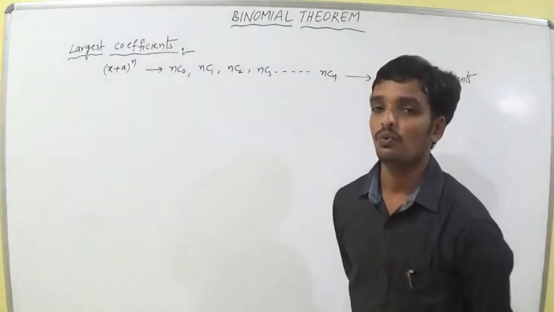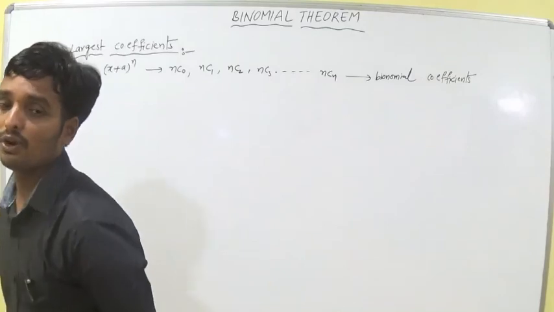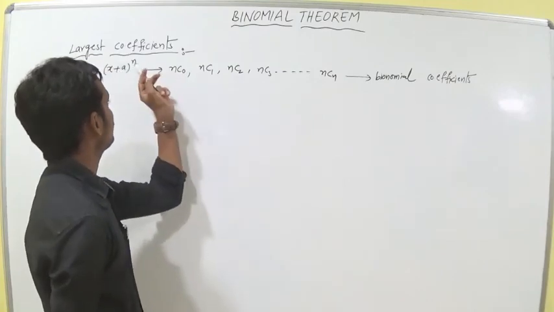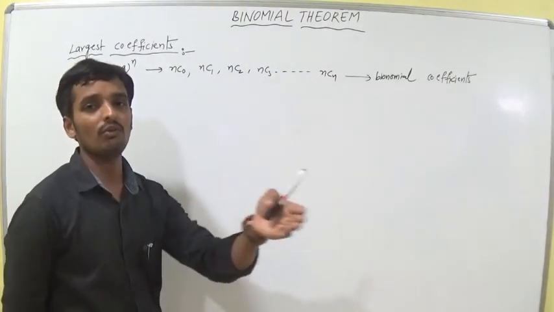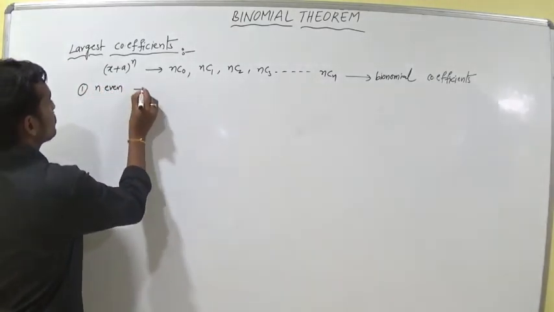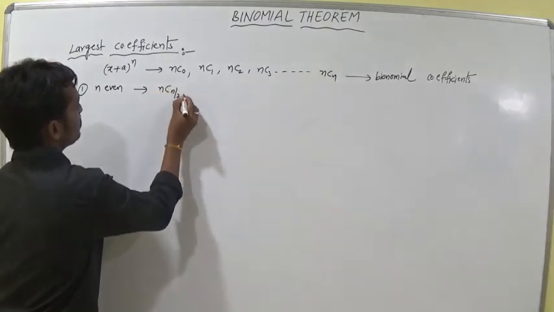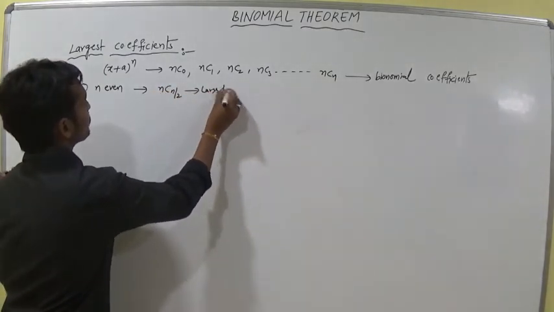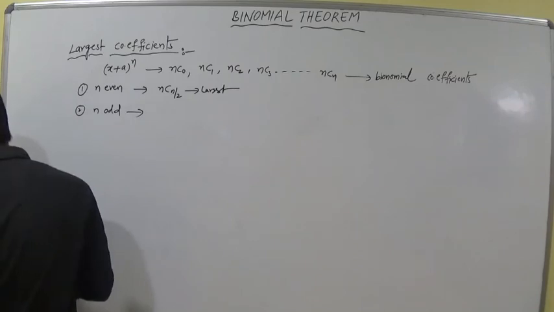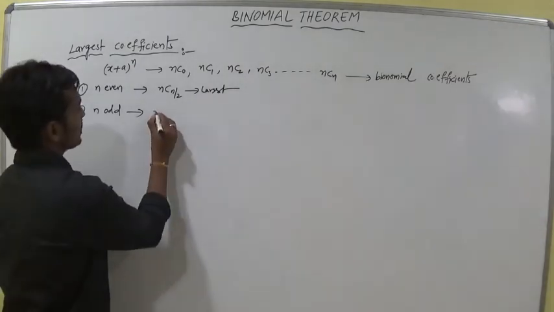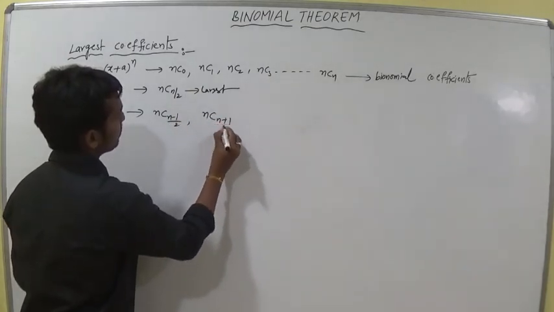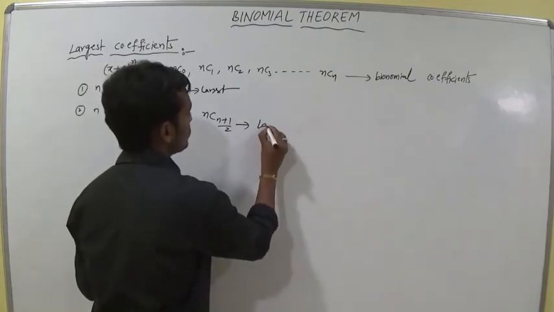By this topic, if you want to find the largest coefficient, it is completely depending upon the value of n. If n is even, we have one type of case. For example, if n is even, nC(n by 2) is the largest. Or if n is odd, the greatest coefficients are nC((n minus 1) by 2) and nC((n plus 1) by 2), which are the largest coefficients.